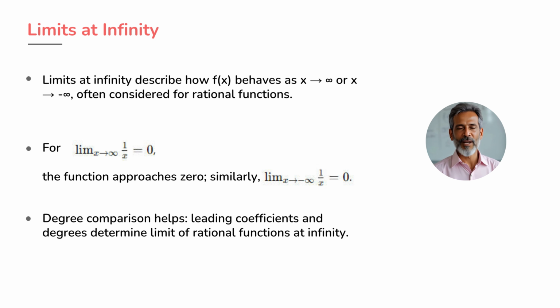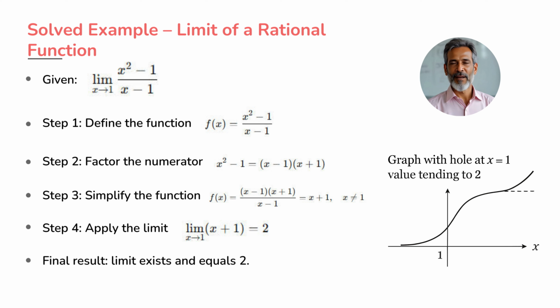To handle more complex rational functions, we compare the degrees of polynomials in numerator and denominator. The highest degree terms, coefficients and exponents, determine if the function flattens out towards a horizontal line or grows without bound. Picture a graph of such a function, with the curve flattening out as x increases, showing its asymptotic behavior. Understanding limits at infinity helps us predict how functions behave far away from the origin, an important concept in calculus and beyond. Let's put all this into action with a complete example.